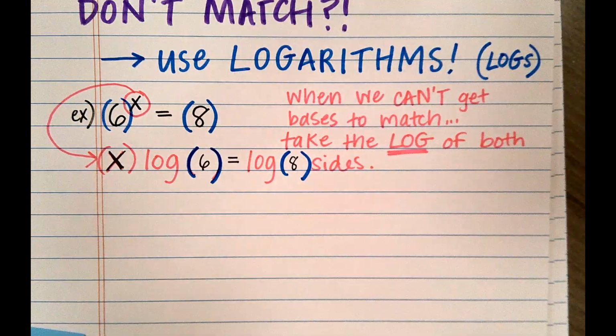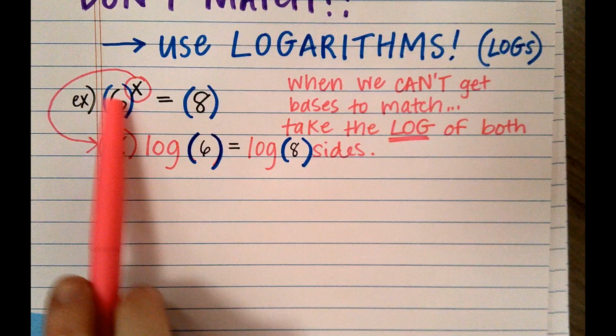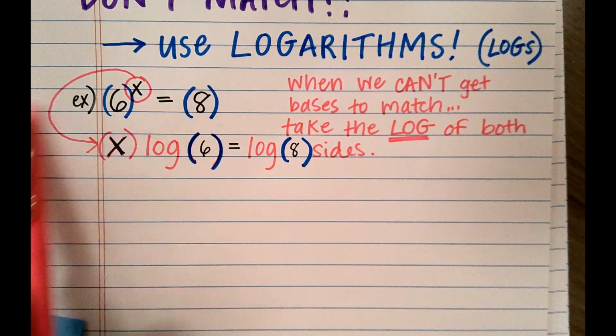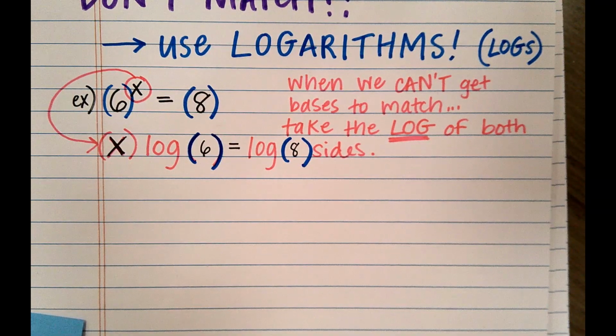We'll do multiple more examples so that it makes sense with what we're doing. So my bases couldn't match, so I'm going to take the log of both sides and move the exponent to the front. x times log of 6 equals log of 8. And I want to solve for x.